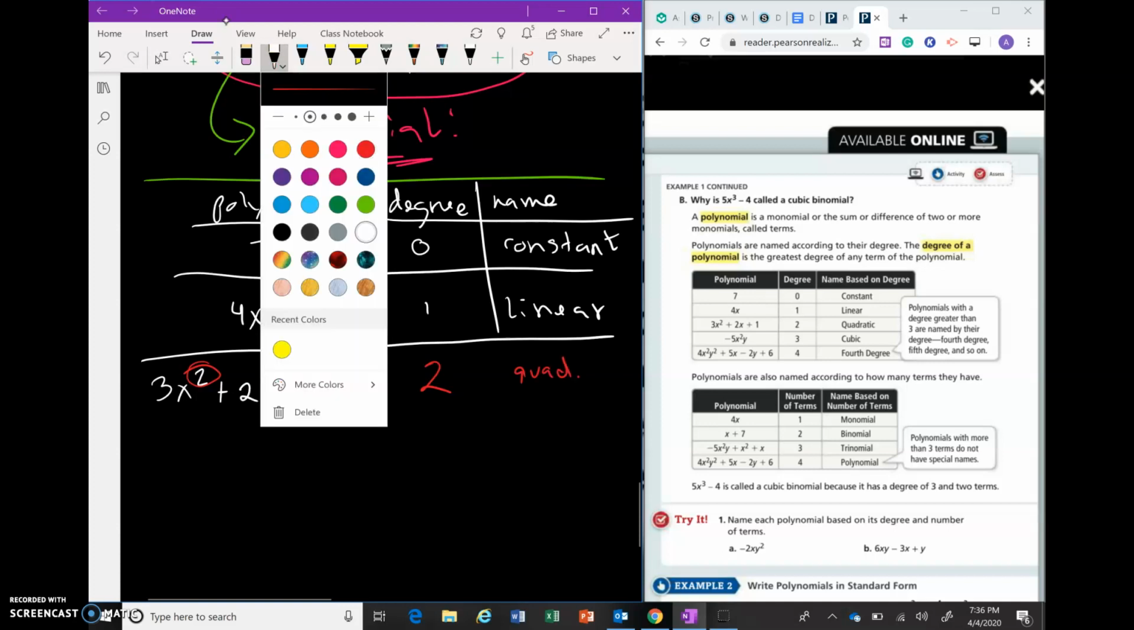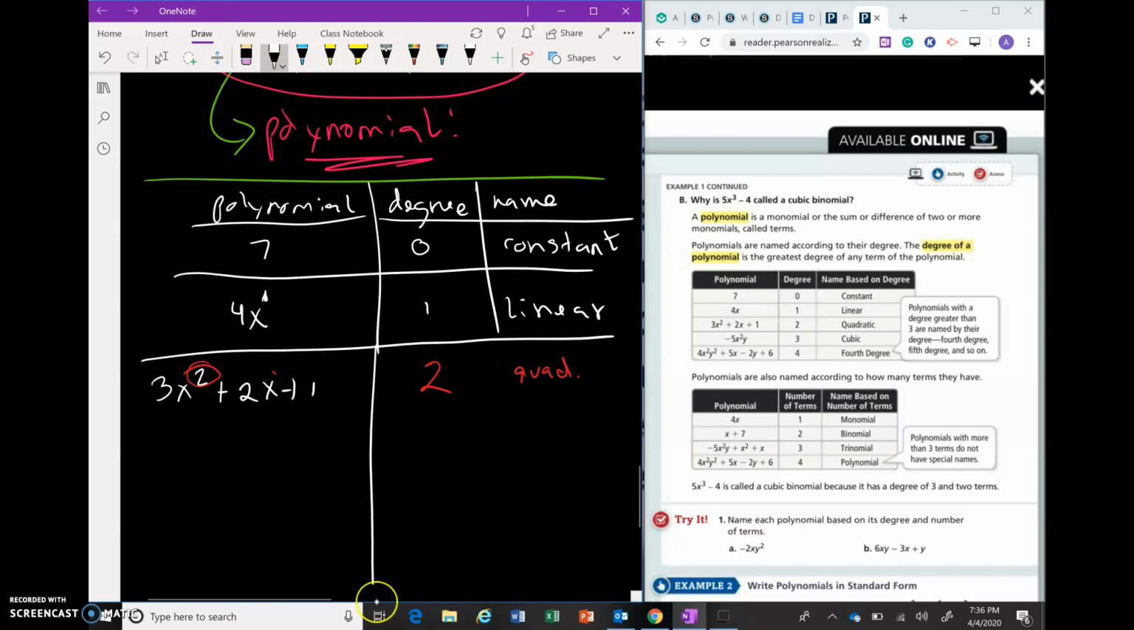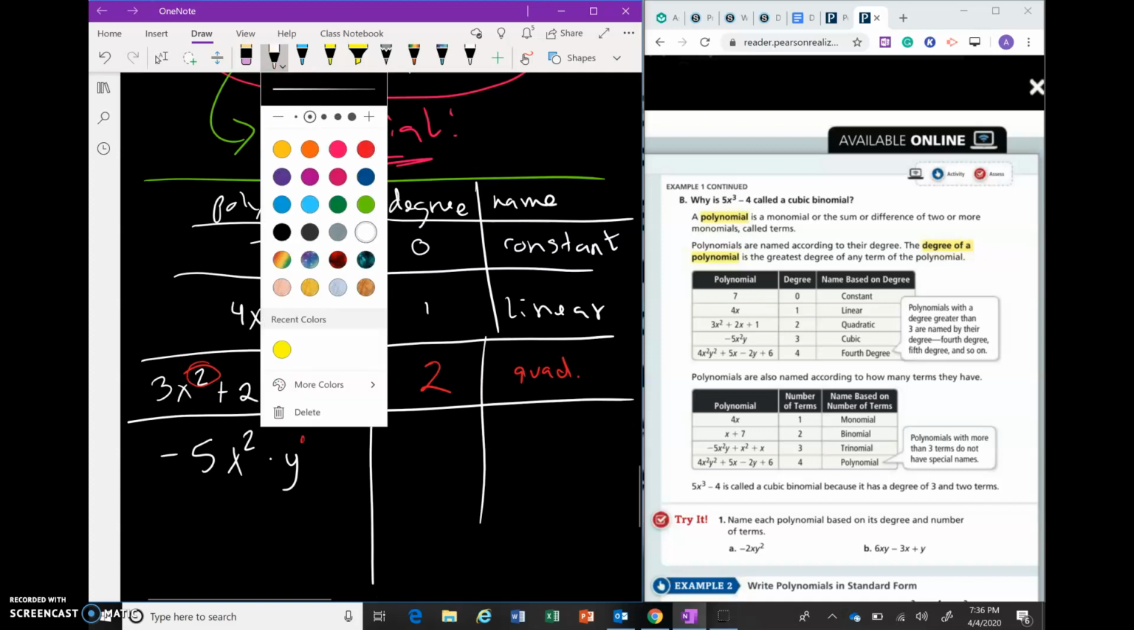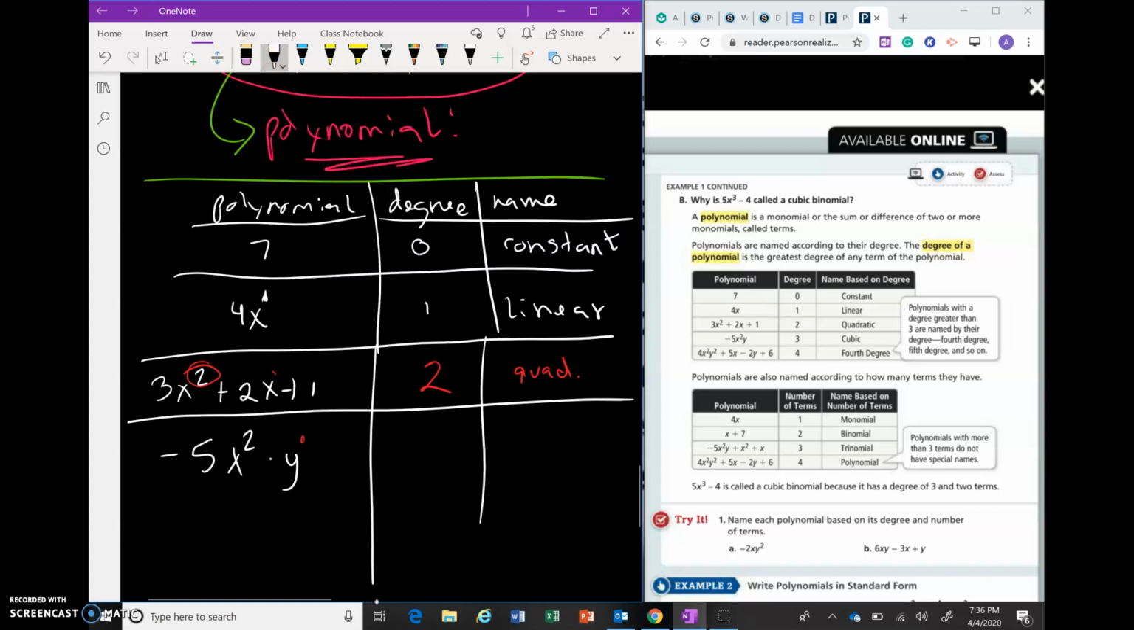Let's go back to it. I'm trying to do this as quickly as possible. Let me give you something like negative 5x squared times y. Again, that y has a little exponent of 1 there. So the degree here, you add up the powers: a 2 plus a 1 gives you a 3. So this we would call a cubic.